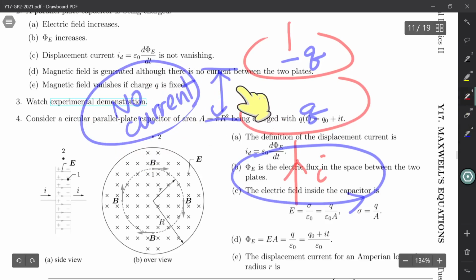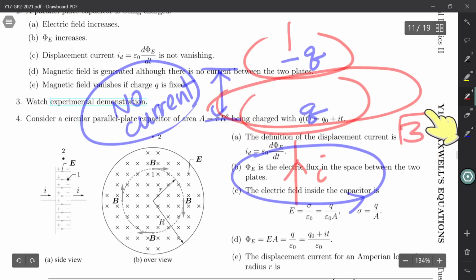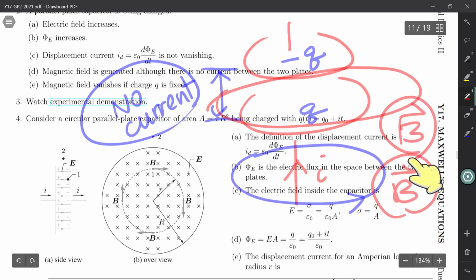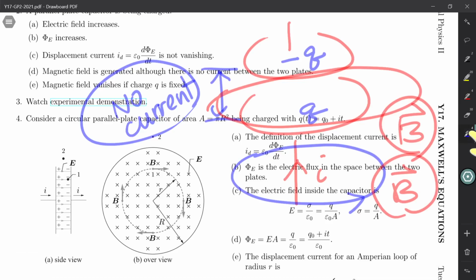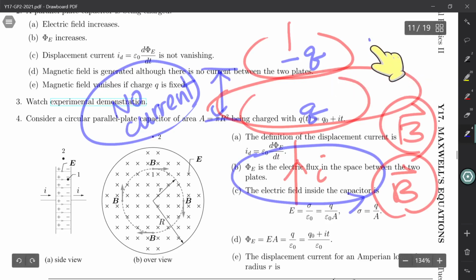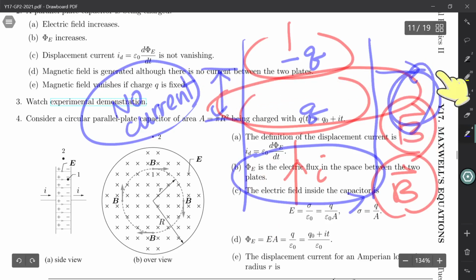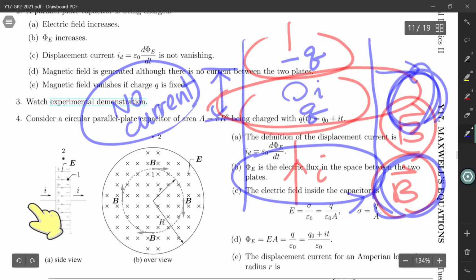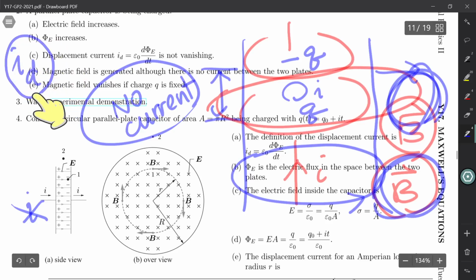However, the actual magnetic field, the B field, exists. And the amount is the same as outside the plate. The amount of magnetic field is the same. This one and this one are the same. That means there is no real current, but there must be a current consistent with the current that produces the magnetic field.